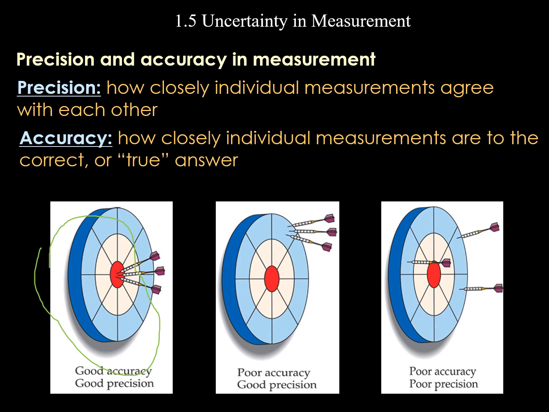Okay, so the second one has poor accuracy because it's not close to the bullseye, but it has good precision because the three darts are close to each other. In the third case, we have poor accuracy and poor precision. The darts are not close to each other and they are not close to the center.